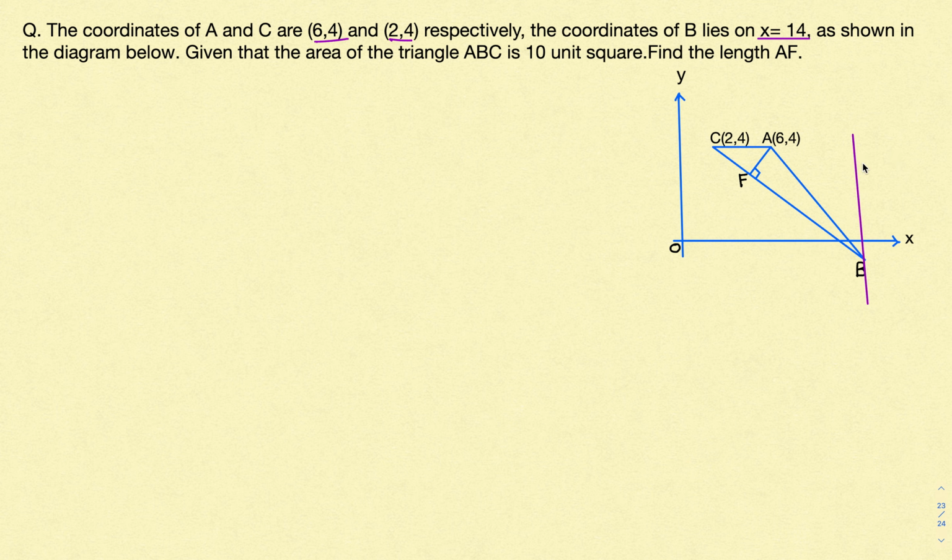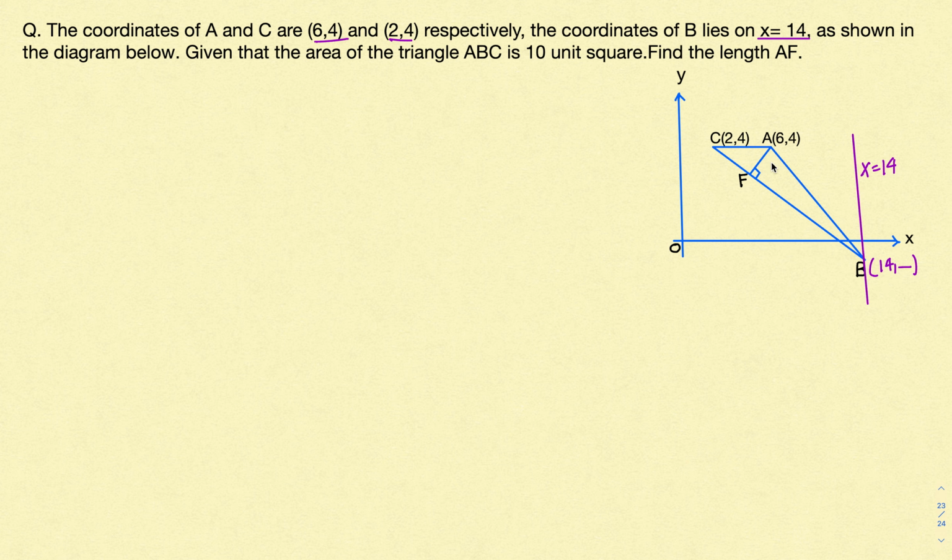Let's write it a bit neatly. So x equals 14. What do you think will be the x coordinate of B? It will surely be 14, right? Because the line x equals 14 is passing through B. We don't know yet what the y coordinate for B is, but at least we know that the x coordinate for B will be 14.